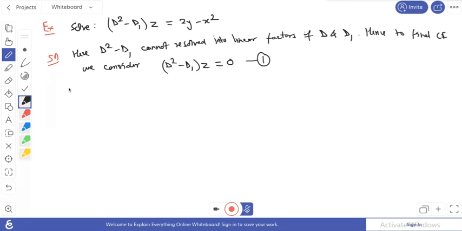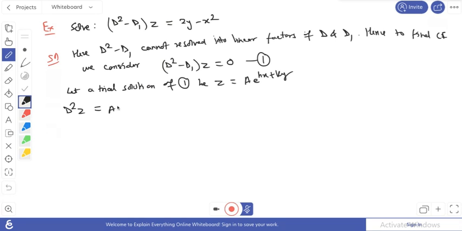Okay, और यहाँ पे हम क्या किया, let us try a solution. So trial solution हमने ले लिया. This is of equation 1 basically. This is z equals to A e to the power hx plus ky, and here we can find what is the value of d square z. So d square z equals to A h square e to the power hx plus ky, and what is d1 z? This is A k e to the power hx plus ky. Okay, so this implies A common, then h square minus k e to the power hx plus ky.